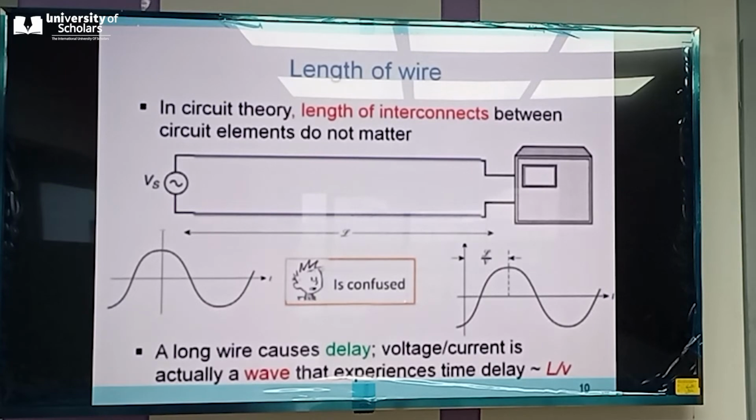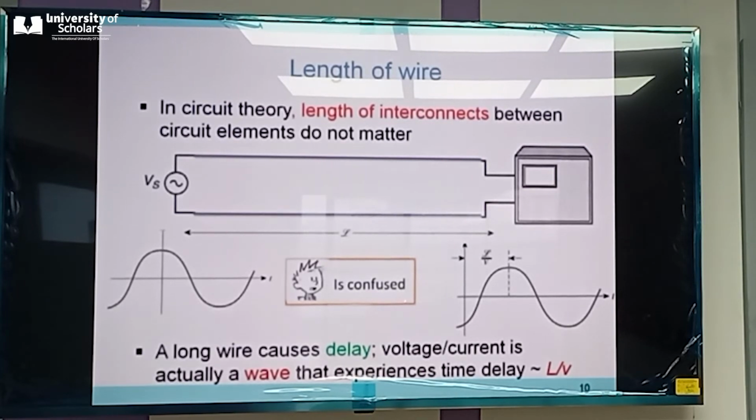The resolution of this paradox is that a long wire actually causes delay, and voltages and currents are not really the scalar variables that we have thought so far. There are other waves, and a wave experiences a certain time delay of L by v. So this is the time delay. The delay is calculated by the length of the wire divided by the velocity v, when the wave propagates with the phase velocity v.